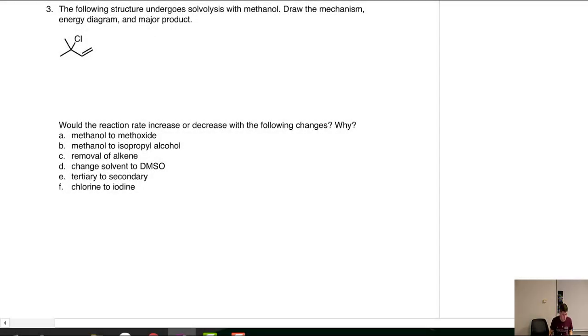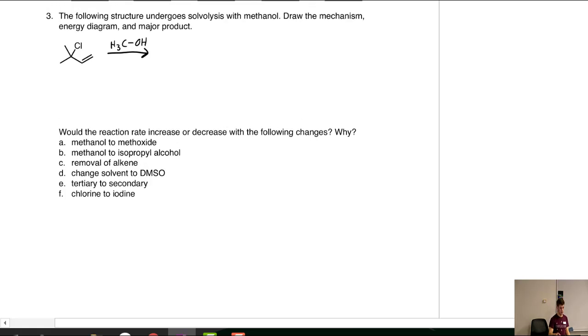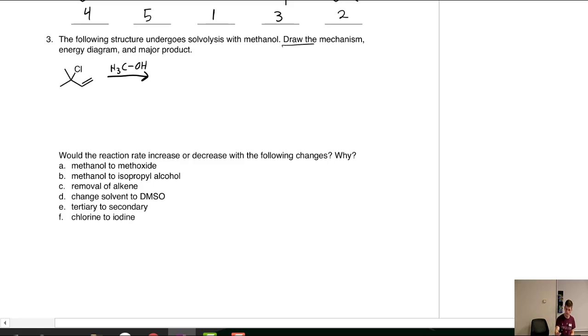Alrighty. So the following structure undergoes solvolysis with methanol. Draw the mechanism, energy diagram, and major product. So it would be SN1? Yes. So it's tertiary resonance stabilized. So methanol, anyone tell me what that looks like? So it would be CH3OH. So CH3OH, methanol. So we're doing SN1 on this, and it asks to draw the mechanism here.